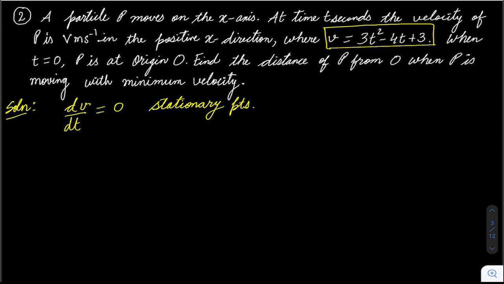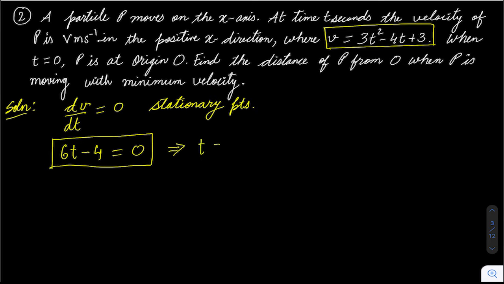Now velocity is 3t square minus 4t plus 3. So what is dv by dt? This will be 6t, differentiation of 3t square. Differentiation of 4t will be 4, so minus 4. And differentiation of 3 is 0, equal to 0. So I'm calculating when dv by dt is 0. From this I'm getting my time as 4 over 6, that is nothing but 2 over 3 seconds. So at time equal to 2 over 3 seconds, I have a stationary point.